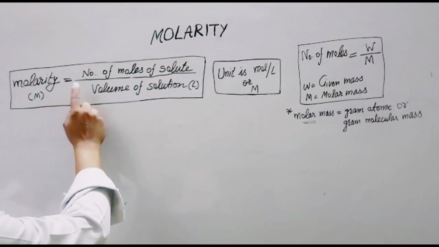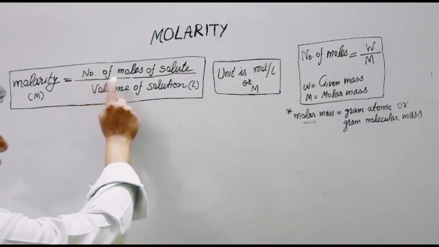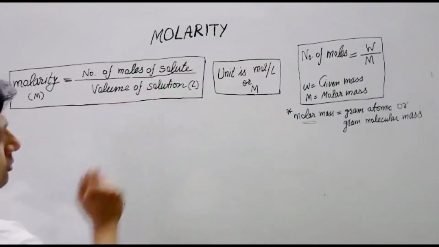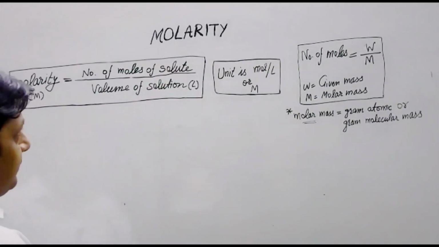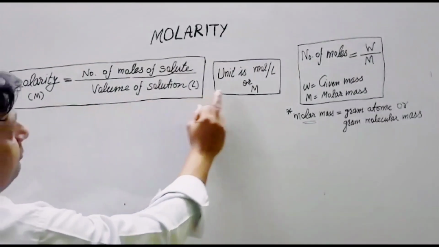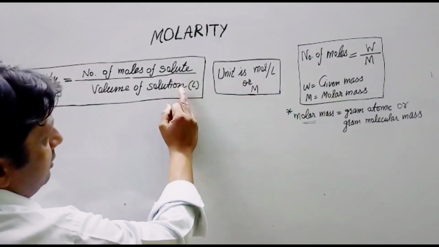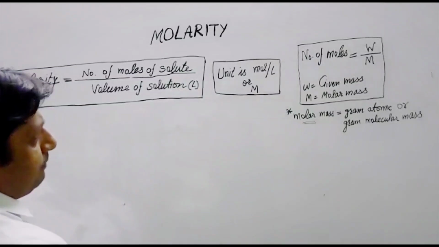यानी कि we can find out by dividing number of moles of solute by the volume of the solution, but solution का volume जो है वो लीटर में होना चाहिए. The unit of molarity will be mole per liter or it can be represented by capital M.